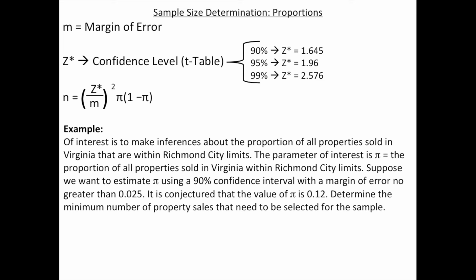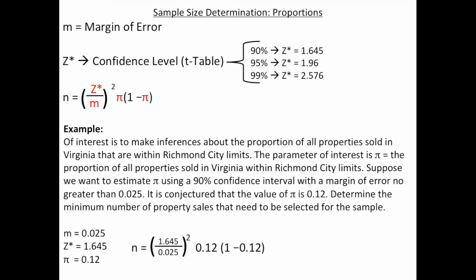So in this case, you need to look through your paragraph and find the key pieces of information. First, your margin of error should be given to you. It says the margin of error of no greater than 0.025. And then you need to figure out your z-star. Here it says that it's 90% confidence, and so that tells us that our z-score, if you look in the t-table, is 1.645. And finally, it gives us a conjectured value for pi, which is 0.12. And so using all three of these values, you can plug these values into your equation for n.